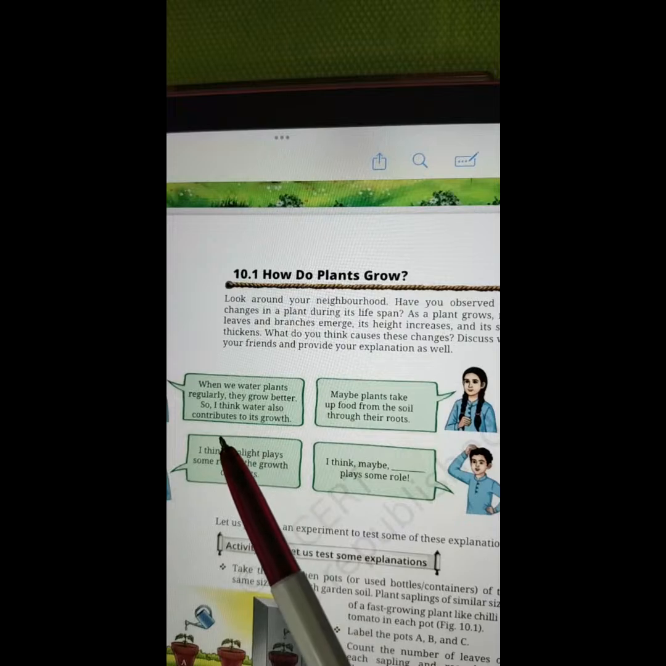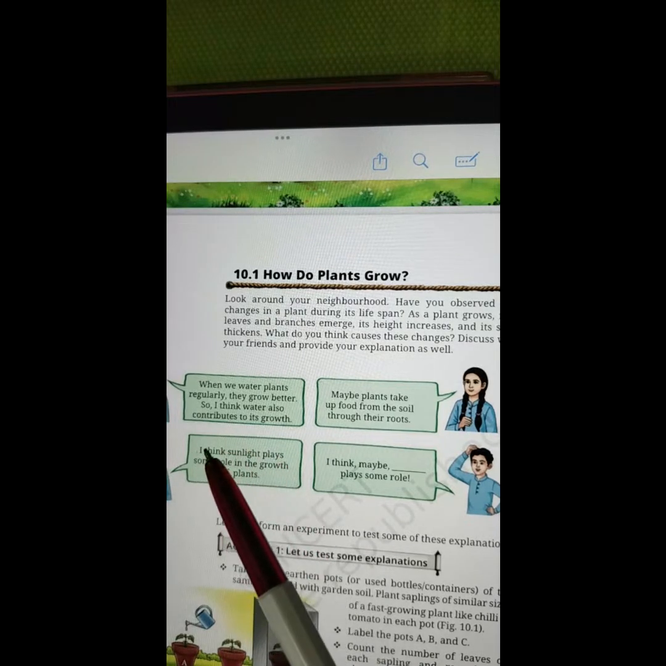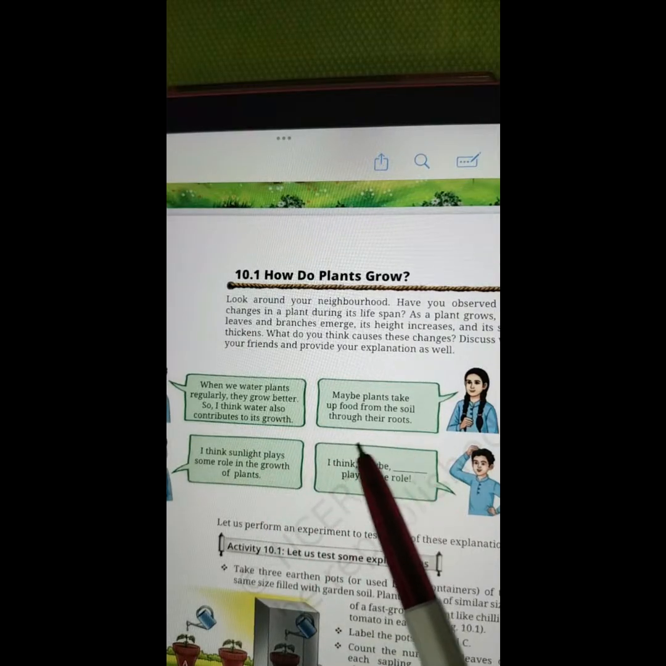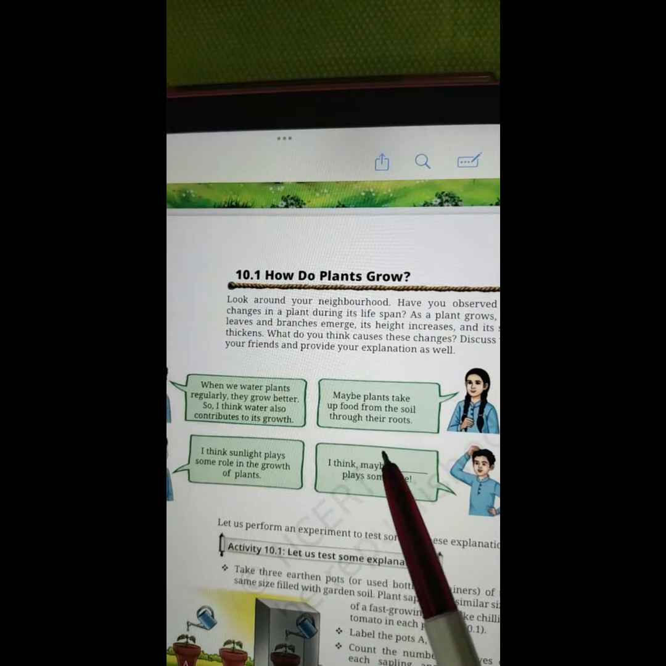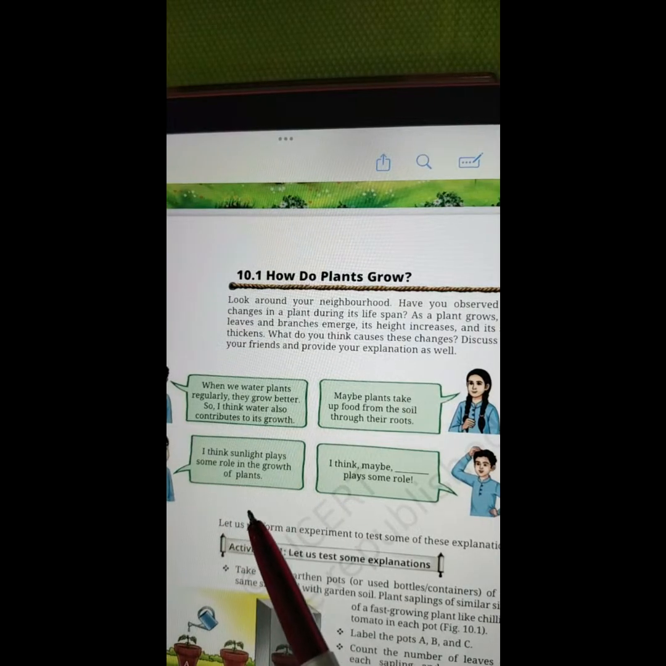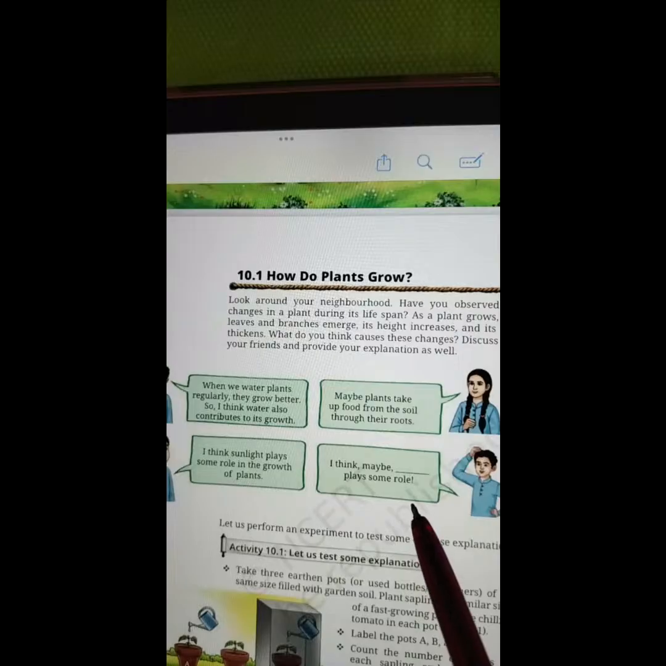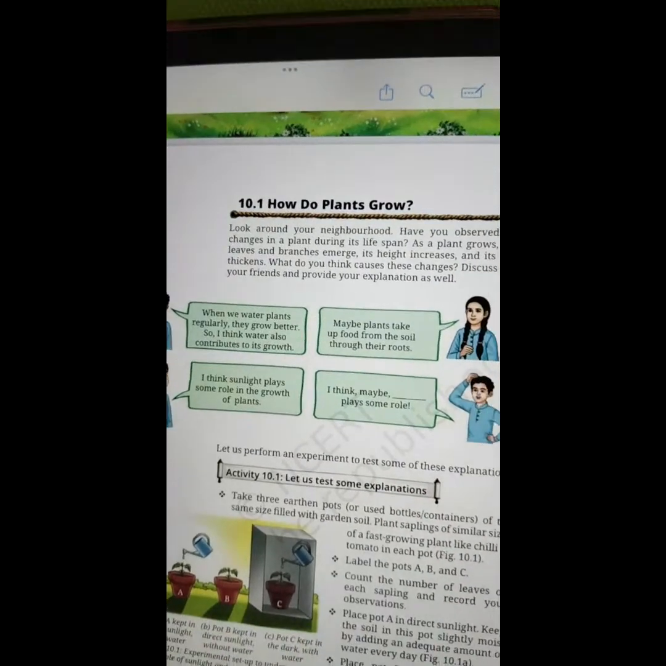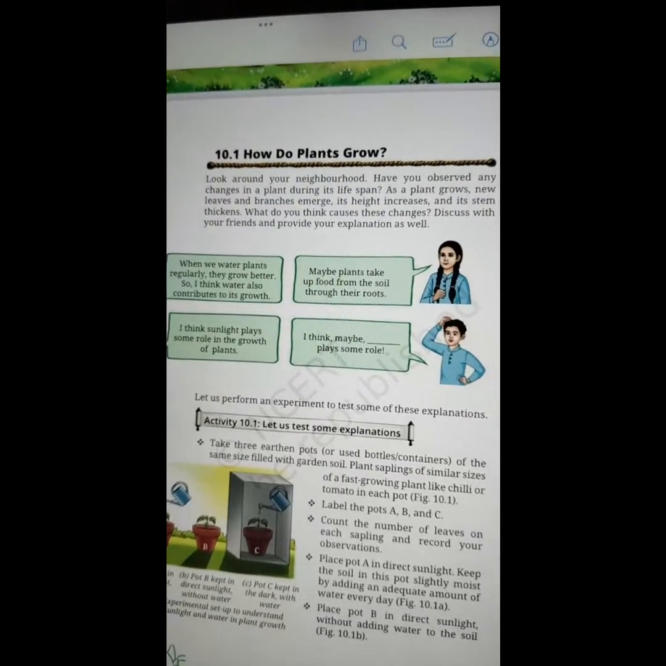When we water plants regularly, they grow better. So I think water also contributes to its growth. Maybe the plants take up food from the soil through their roots. I think sunlight plays some role in the growth of plants. I think maybe dash plays some role. So you need to think about this extra point which this boy is thinking about.